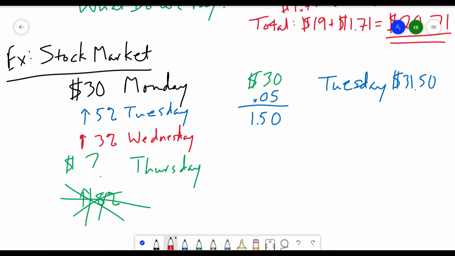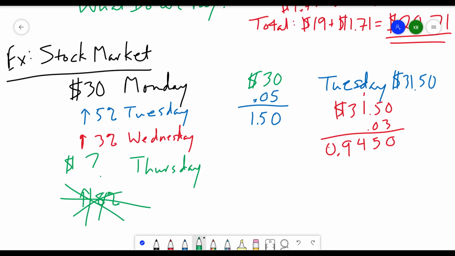Now, if I want to know what Wednesday's price was, I'm going to take the $31.50 that it was Tuesday, and I'm going to multiply it times the 0.03, the decimal form of my 3%, and find out what happens. So 3 times 0 is 0, 3 times 5 is 15, 3 times 1 is 3, plus 1 is 4, 3 times 3 is 9. I have 4 decimal places, so it's actually going to be 0.9450. All right, so on Wednesday, it increased 94 cents, basically.